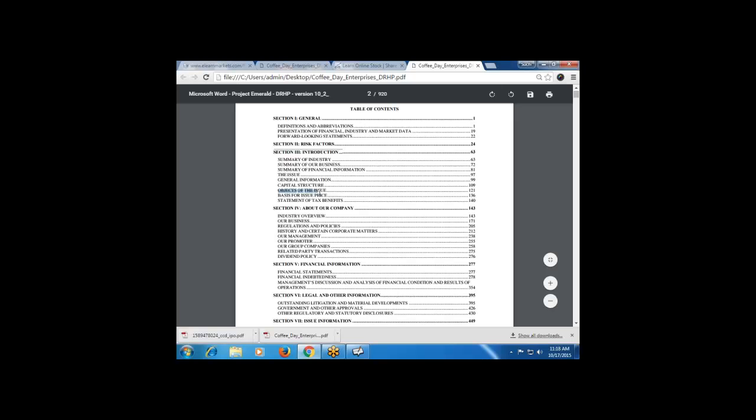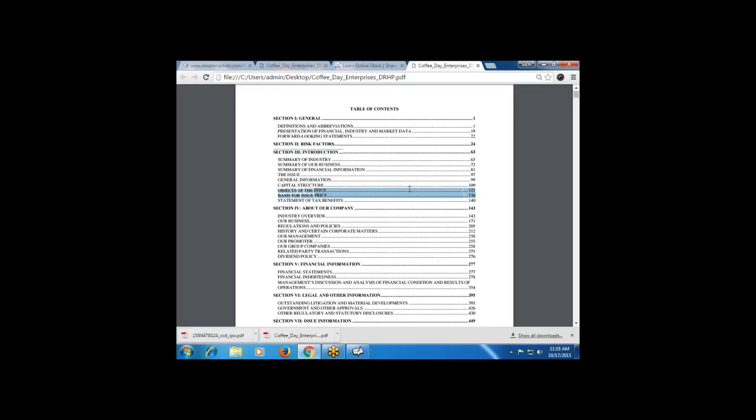Then the objects of the issue need to be read in detail, that is why the company is raising the funds, and the basis for the issue price. Since the issue price is around 316 to 328, what is the basis of this issue price? Then in this section we have the overall industry review, which we can just go through.